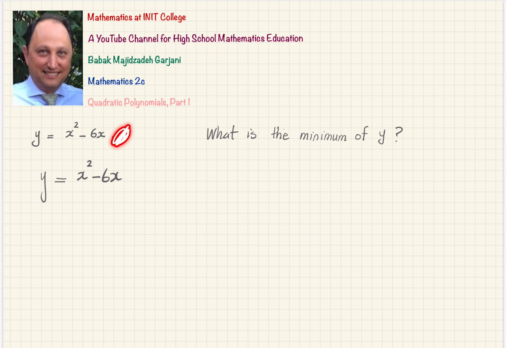Could you divide 6 by 2? What? Divide 6 by 2, and square it. Yes, that's correct. 6 divided by 2 is 3, squared is 9. So I need to add 9 to it.